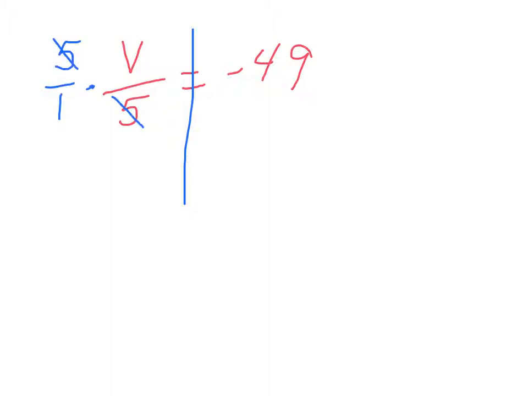So the v isn't even going to be multiplied by the 5. The v is just going to stay the same, but the 5s are gone. And then over here, we need to remember to multiply that by 5. So we need to figure out what negative 49 times 5 is.